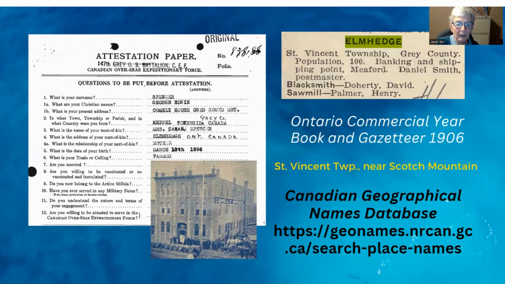I looked at a finding aid that I created a number of years ago, and it said it was in St. Vincent Township. I also found it on the Ontario Commercial Yearbook and Gazetteer for 1906. So it's a very small place, not too far from Meaford. Also, a good place to look for information on places in Canada is the Canadian Geographical Names Database. It also gives you an idea how far one place is from another.